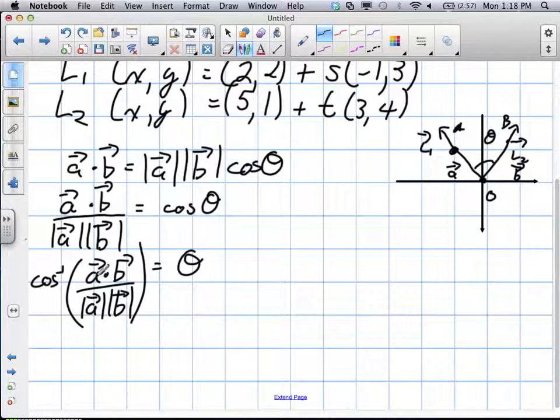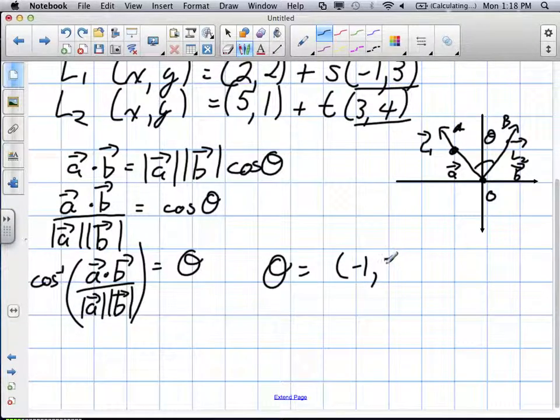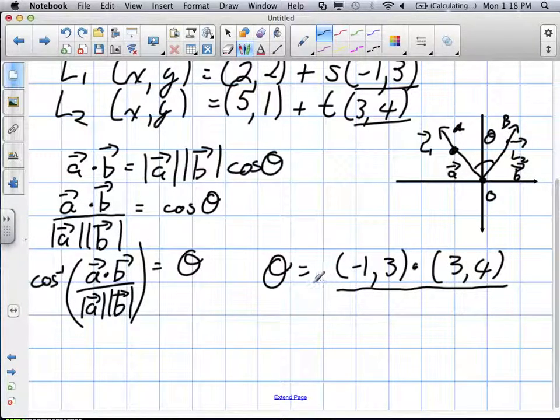So, since we have that information, the vectors on top, vector A and B, are talking about the component parts. So we're going to get theta is equal to the component parts of the directional vectors. Well, vector A was our -1, 3. So -1, 3 dot 3, 4. And then we have to divide by the magnitude. Don't forget this is all cos inverse. Sorry. The magnitude of A.